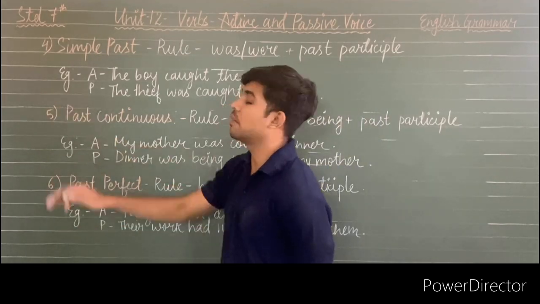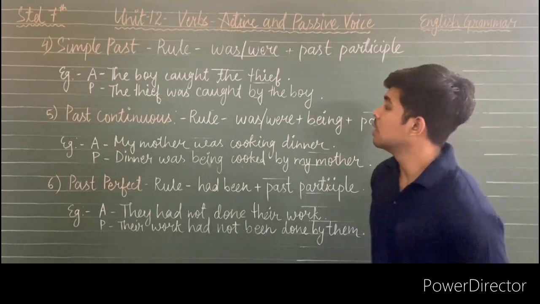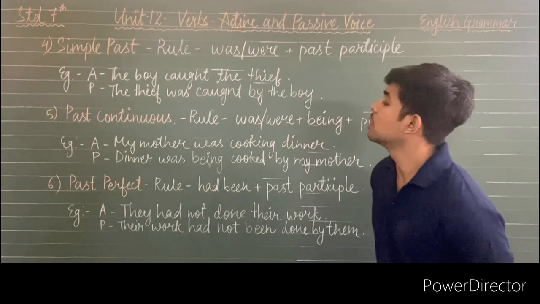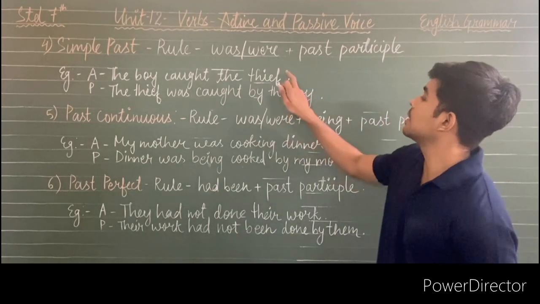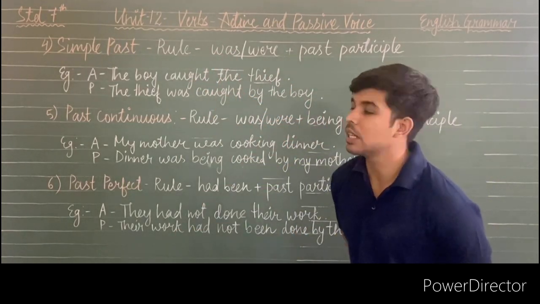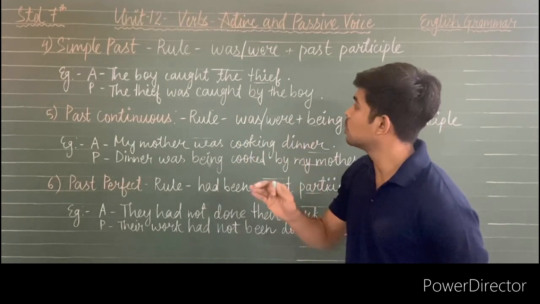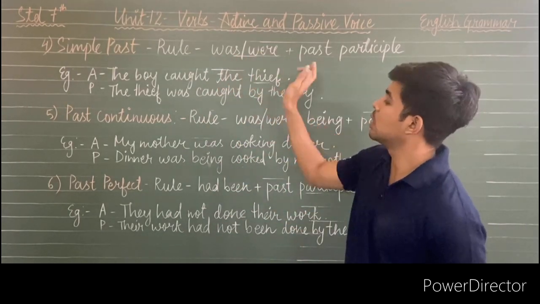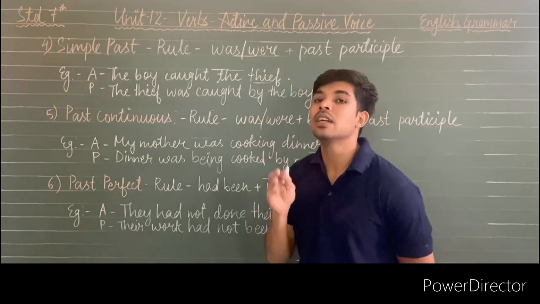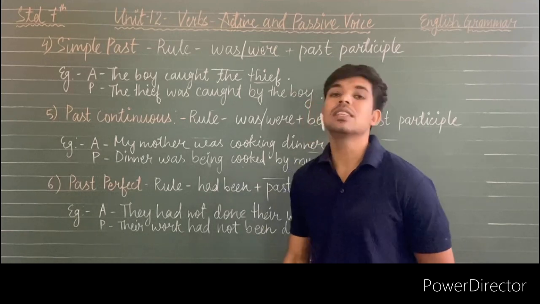So here we have an example. First, A is active voice. The boy caught the thief. This sentence is in the simple past tense. Now if we want to convert it into the passive voice, what will we do? We will add this was or were with the past participle, and we will also replace the subject and object of the sentence with each other.